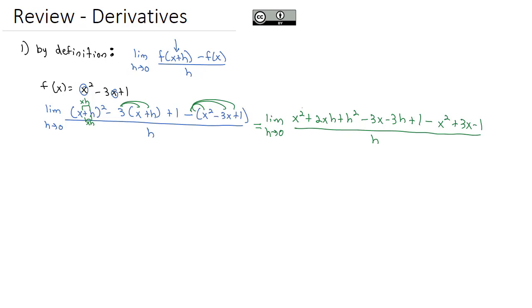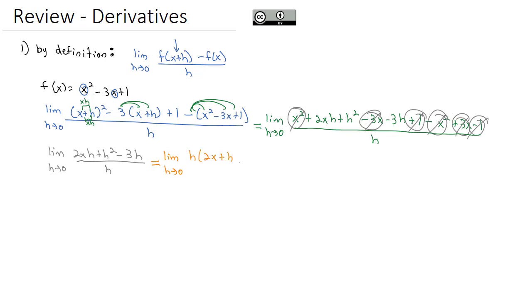Hopefully, this is where the simplifying starts to happen. We've got an x squared and a negative x squared. That's 0. I've got a negative 3x and a positive 3x. That's 0. I've got a positive 1 and a negative 1. That's 0, which means I'm left with the limit as h goes to 0 of 2xh plus h squared minus 3h all over h. We're not allowed to reduce until we first factor that numerator. So we're going to factor out the common factor of h from the top. That gives us the limit as h goes to 0 of h times 2x plus h minus 3 all over h. And that's where we finally get to that magic, what we wanted.